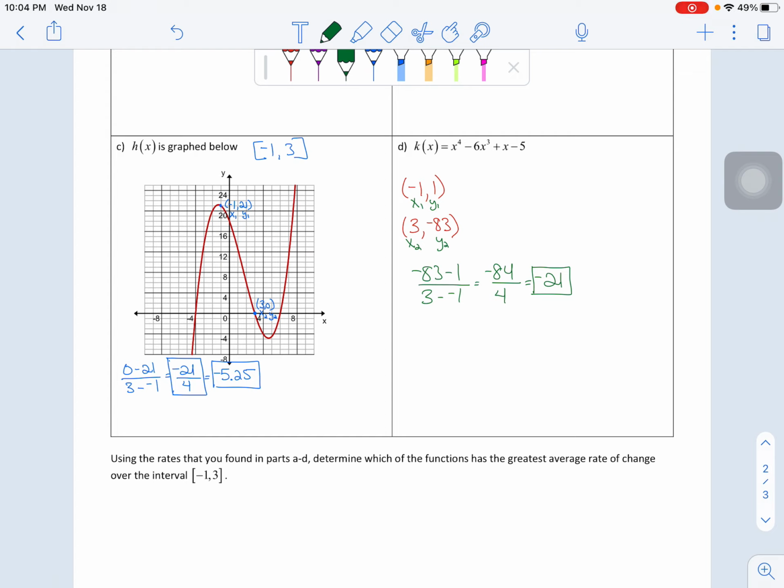So for this one, which function has the greatest average rate of change? K of x. So K of x has the greatest average rate of change.